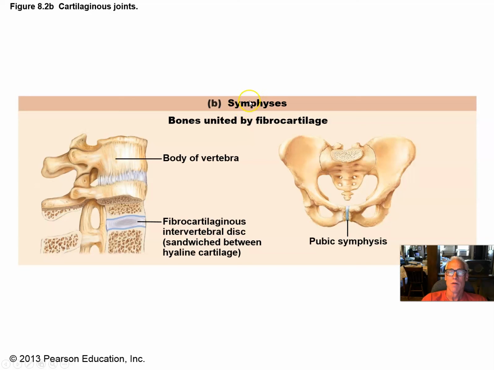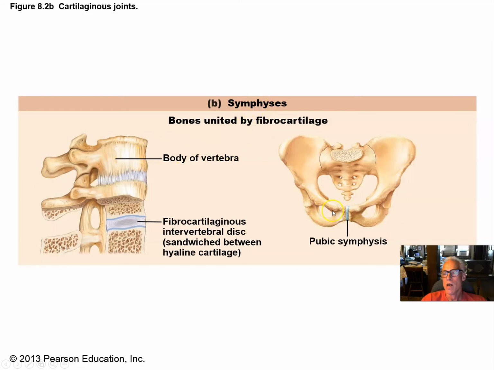Symphyses, another type of cartilaginous joint, involves connecting bones with fibrocartilage. We've already talked quite a bit about intervertebral discs. Well, the bodies of the vertebrae are connected by cylinders of fibrocartilage, the toughest, heaviest type of cartilage, and that's what knits them together and also absorbs shock as we walk along. The stack of vertebrae keeps bouncing up on top of one another. So that's a symphysis. Sounds like you're lisping.